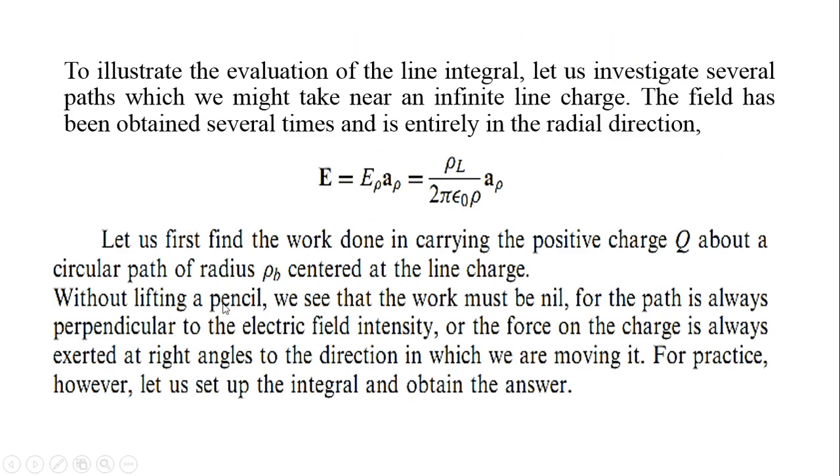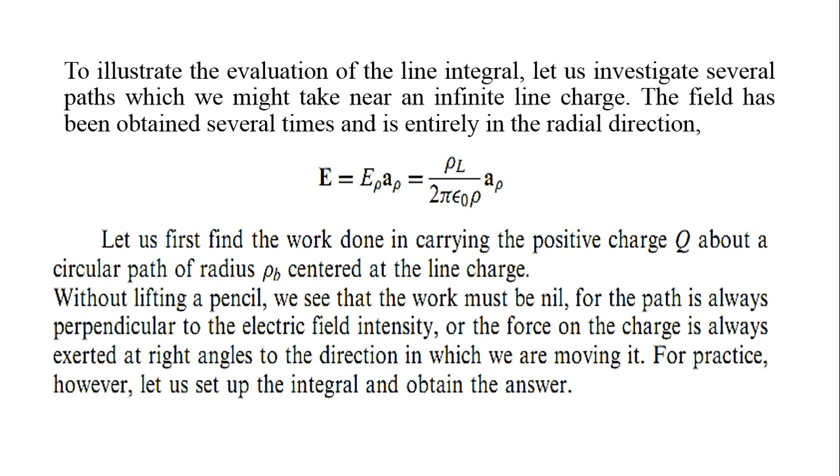Without lifting a pencil, we see that the work must be nil. It means that the work done must be zero because the path is always perpendicular to the electric field intensity. In our last class, we had discussed that the work done will be zero if the charge is zero, the electric field intensity is zero, or dl is zero, or the electric field intensity is perpendicular to the differential length vector. It means that there is an angle of 90 degrees between the electric field intensity and the differential length vector over which the charge is being moved.